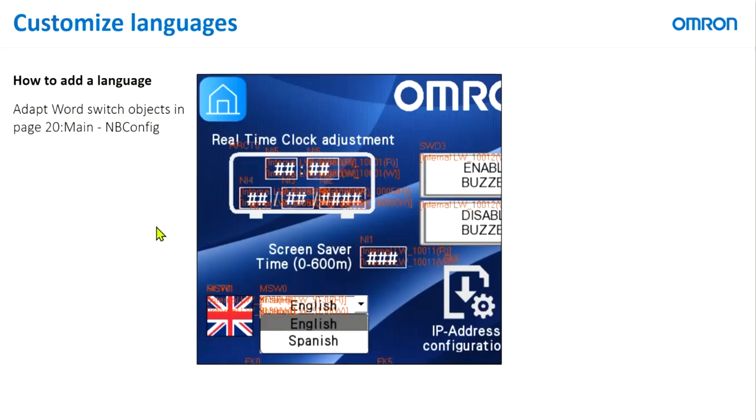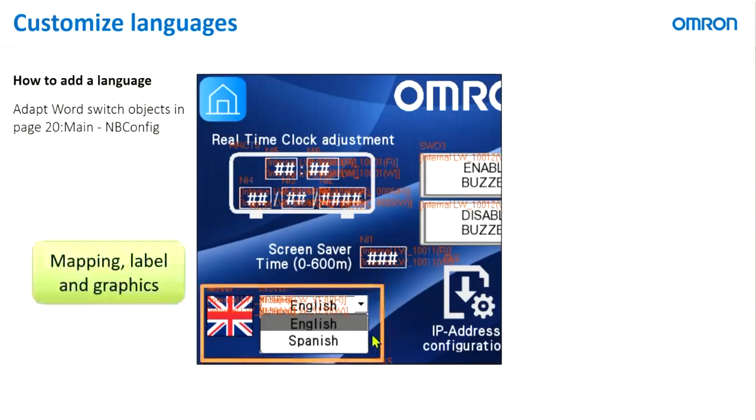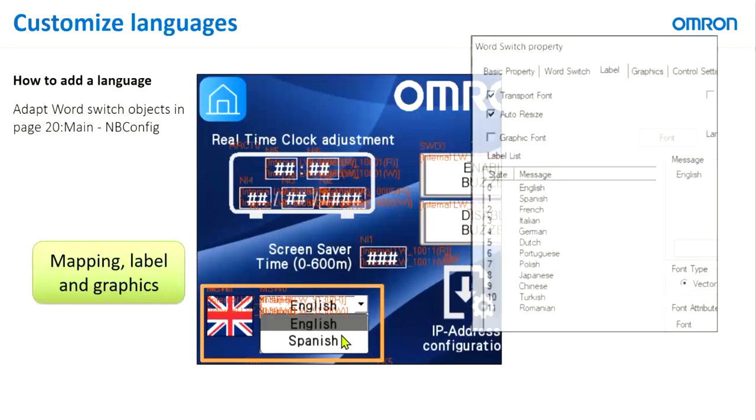Then we have to go to the 20 page, the main NB configuration. And in here, we have to change the settings for these two word switch objects, which are the ones to change the language in runtime. So in here, we have to change the graphics of this word switch. And for the word switch of the combo box, we have to change the mapping and the label.